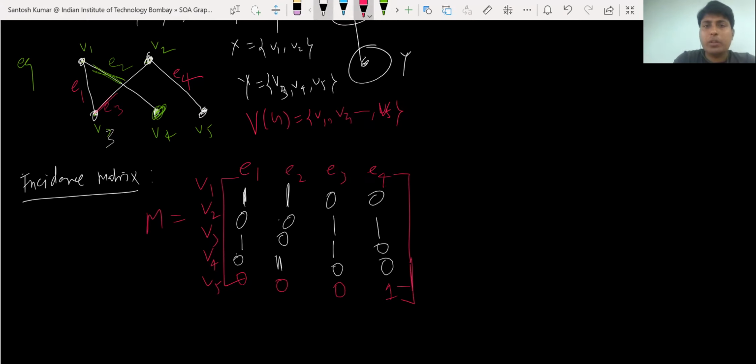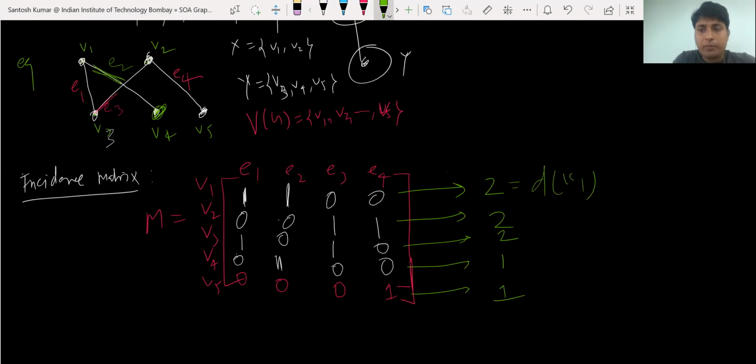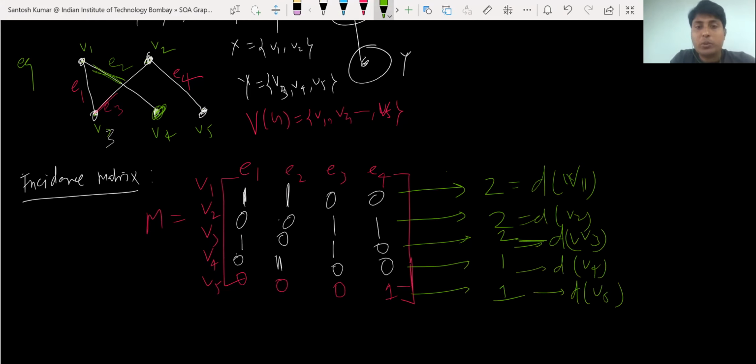So this is the incidence matrix corresponding to that graph. One thing you can notice: if you take the row sums, the row sum here is 2, here is 2, here is 2, here is 1, here is 1. So what are these? This is nothing but the degree of vertex V1, I mean the row is for V1. This is the degree of vertex V2. This is the degree of vertex V3. This is the degree of vertex V4. And this is the degree of vertex V5. So what is the degree actually? The degree of a vertex is the number of edges incident to that vertex. Like at V1, you can see there will be 2 edges incident.